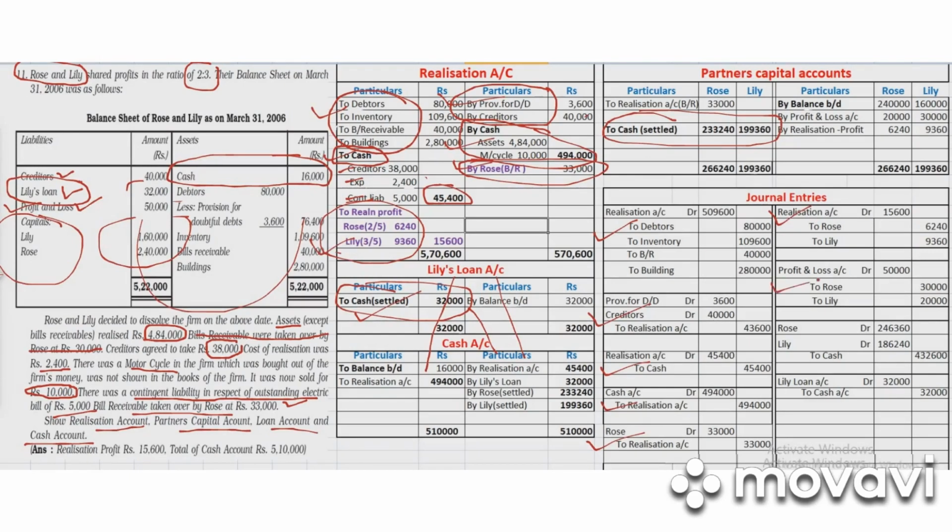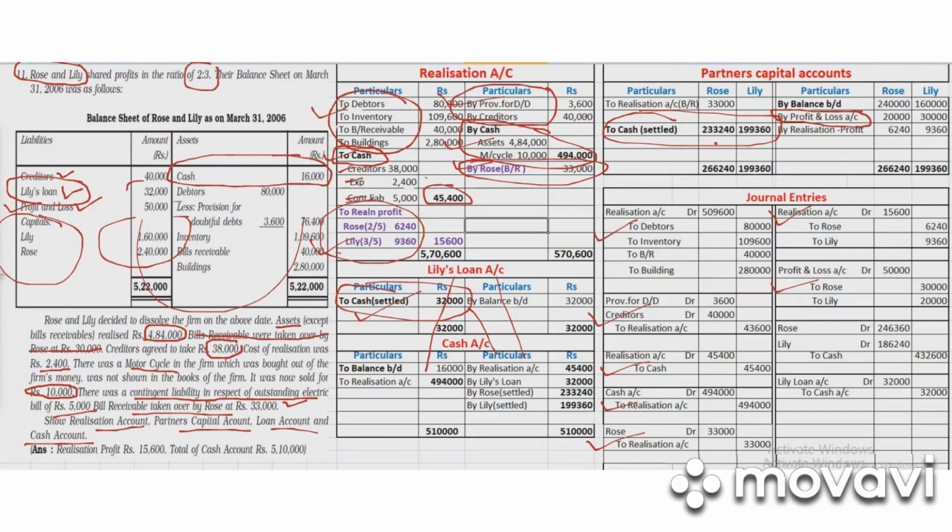Okay. Then this journal entry, the profit or loss, it is given here. Dear students, we have given the profit or loss. See, this journal entry. This profit has come in the credit side of partner's capital account. So it should go to the credit side. So make the journal entry profit and loss account debtor to Ross and Lily. That is the journal entry.